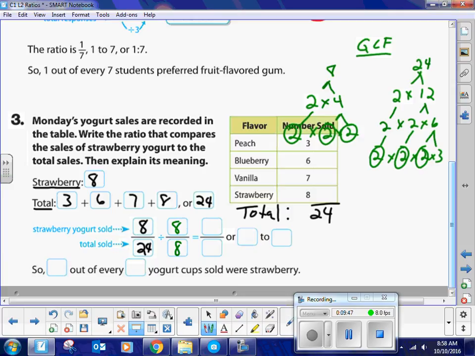Divide by 8. Oh my gosh, it just does it all the time now. It's just awful.